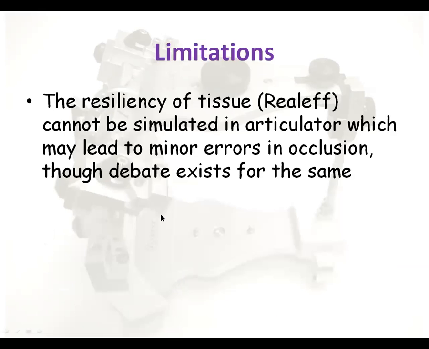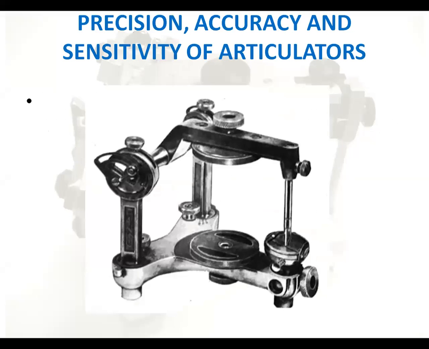One of the major limitations of the articulator is that the resiliency of the tissues cannot be simulated in the articulators. Our tissues are compressible. These are resilient tissues that cannot be replicated in your articulator. There will be some minor errors in the occlusion because of the same. This is also known as the relief effect.